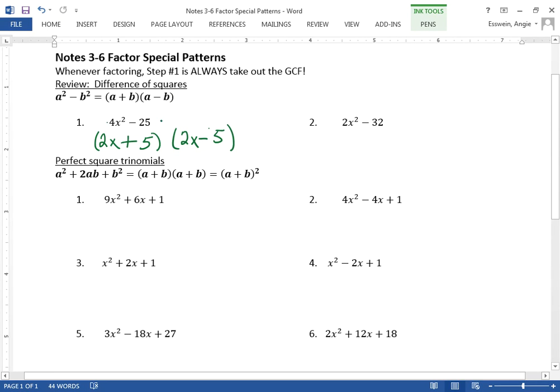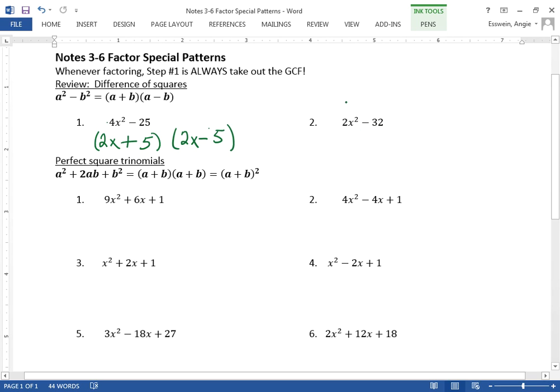matter. So, and then the reason this works, if we were to distribute it out, 2x times 2x is 4x squared, 5 times negative 5 is negative 25, and the inner and the outer add to 10x and negative 10x, which is nothing. So we have no middle term here, and that's okay.